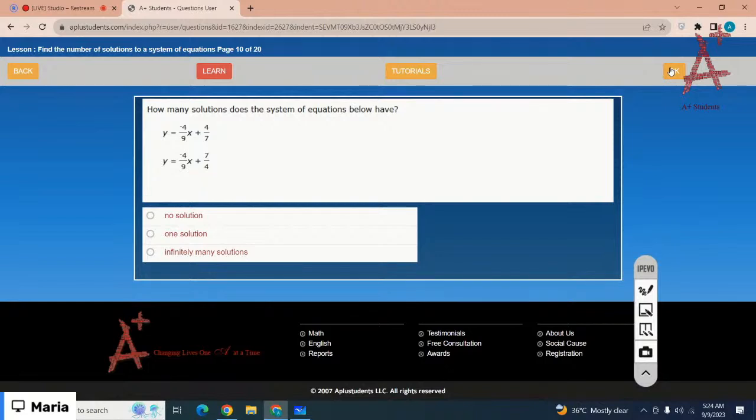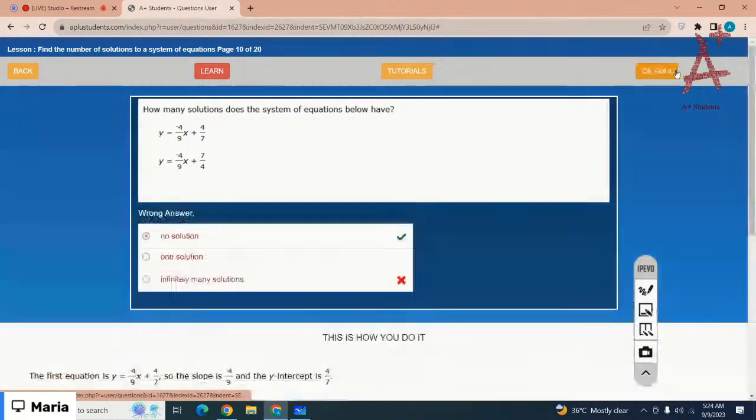You can see both the equations are exactly identical, right? That means the equations have infinitely many solutions because the equations are identical, right?